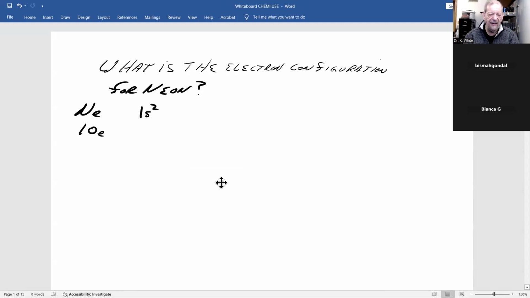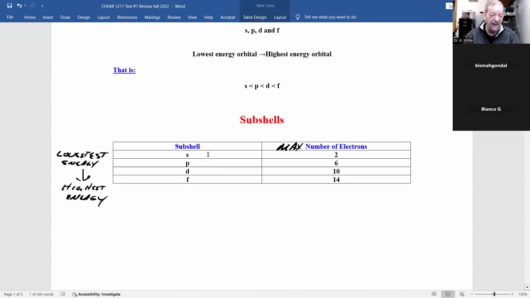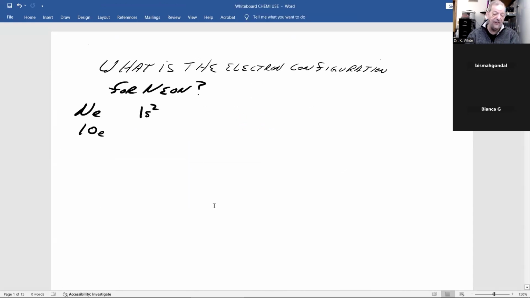And again, if we go to the important information, if we filled up shell 1, we go to shell 2. And shell 2 has 2 subshells, and they would be 2s and 2p. So let's go ahead and go back to our whiteboard. We've done 2 electrons. We've got 8 more to go.